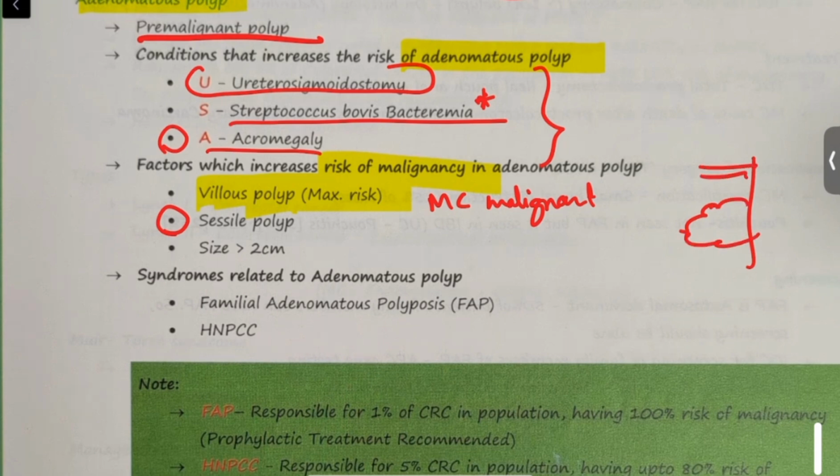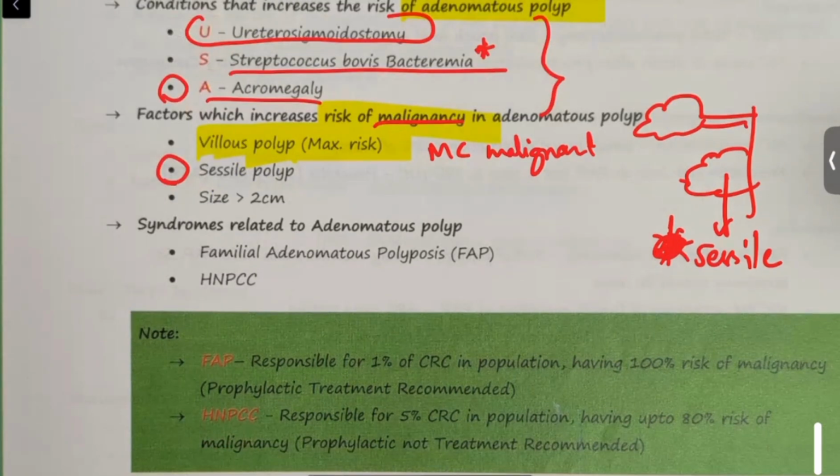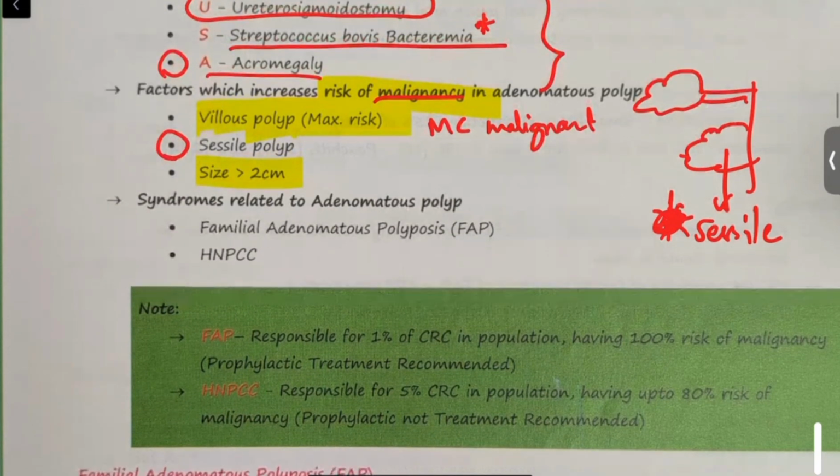If it is pendulated, there will be a stalk, after that there will be a polyp. So this type is called as sessile, and these are more risky for formation of malignancy, okay, than pendulated ones. And if the size of the polyp is more than 2 cm, again it is a risk factor for malignancy.